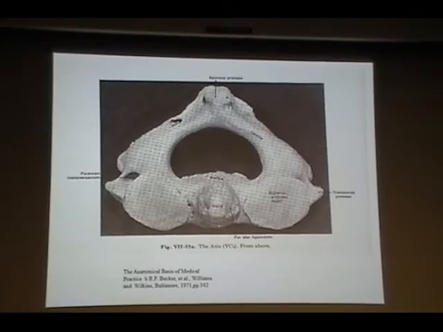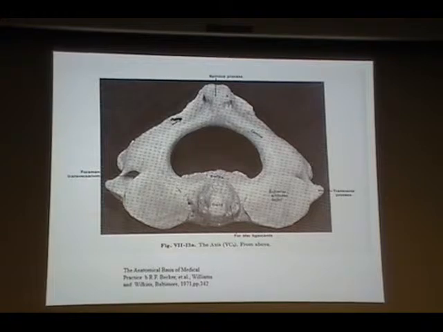Here, looking down on the axis, we see the dens. We see the front of the bifid spine is a little bit more pronounced than the back. Here, these are the superior articular facets, so C1 is going to be sitting on these facets, and it is also going to rotate around this structure here, this odontoid process or dens. And then the spinal cord is going to sit in this vertebral canal between the front of the vertebrae and back, surrounded by its lamina.